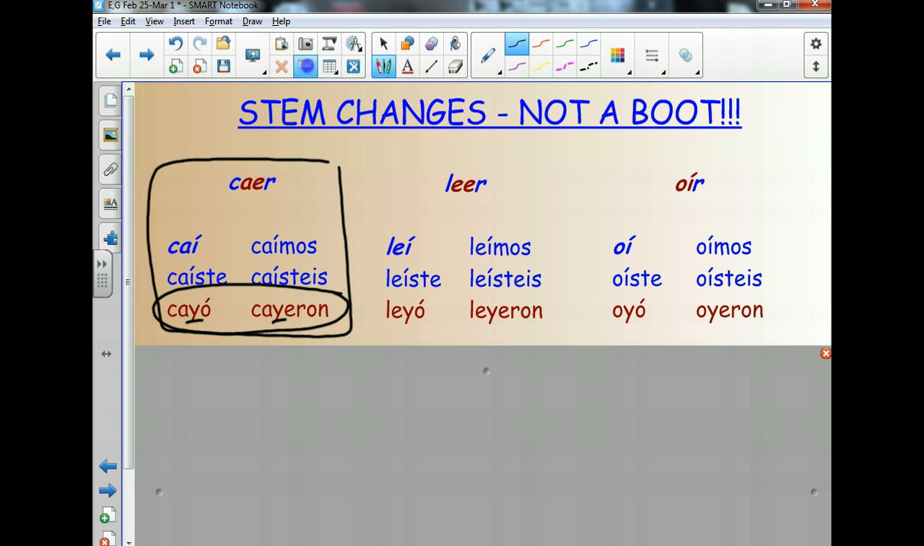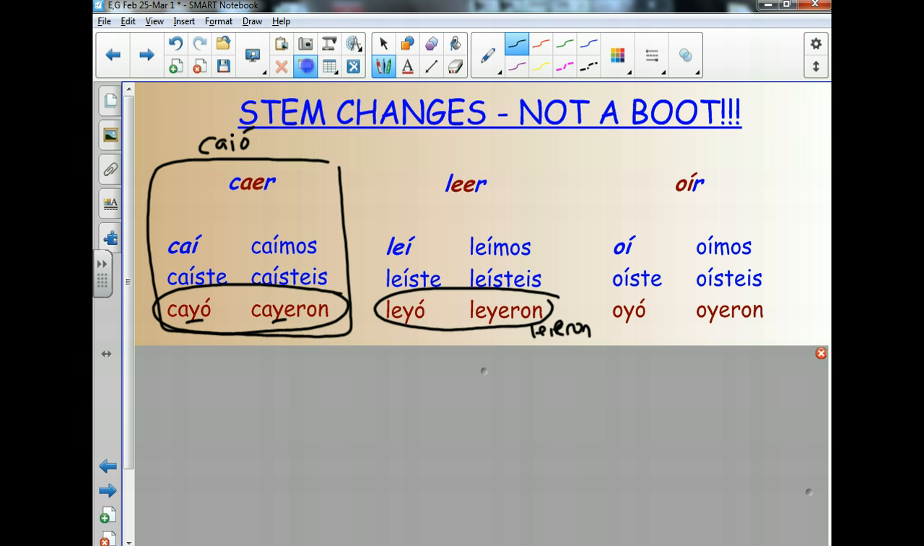Okay? So what happens with this Y? Why does this Y go in here? Well, because if we take this and we conjugate it how it's supposed to be conjugated, we're going to have something like, instead of cayó, we're going to have, I'll do it up here, caió. That's three syllables in that, ca-i-ó. It's too much. So the I is replaced with the Y. There's always a reason for it. Take a look at the verb leer. Same thing. Do we want to have here, for this example, leieron?